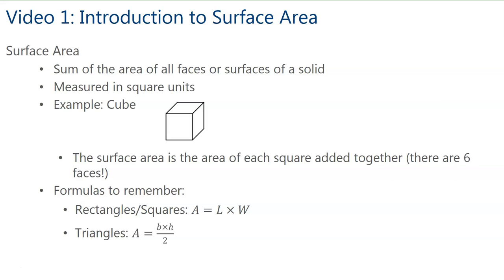Now let's look at this cube. A cube is a three-dimensional object where each side or each face is made up of a square. Now the surface area is the area of each square added together. And there are 6 faces all together. There's the front and the back, the top and the bottom, and the 2 sides. Now some of the formulas we're going to be using in this section are area equals length times width, which is used for rectangles and squares, and area equals base times height divided by 2 for triangles.